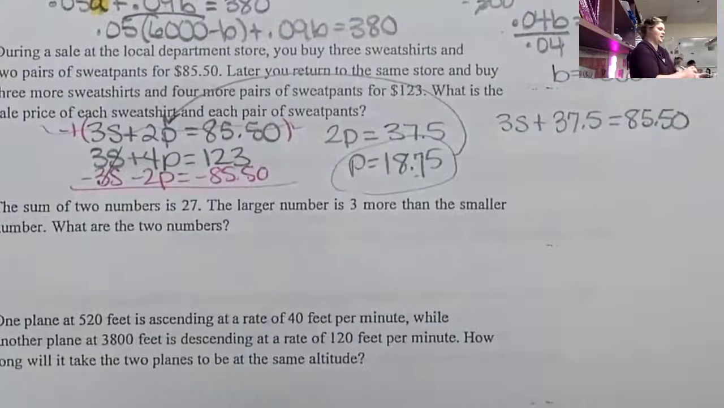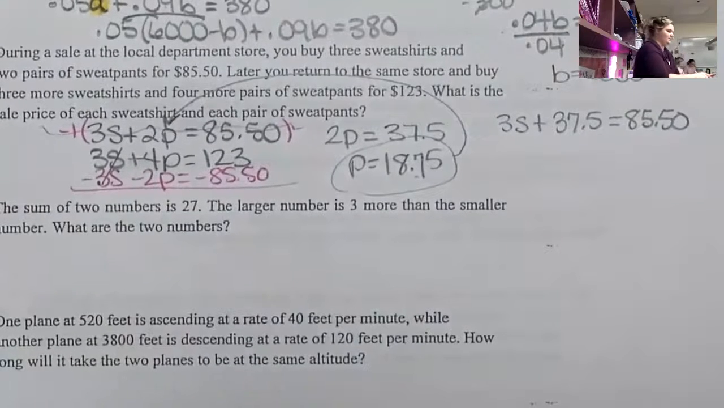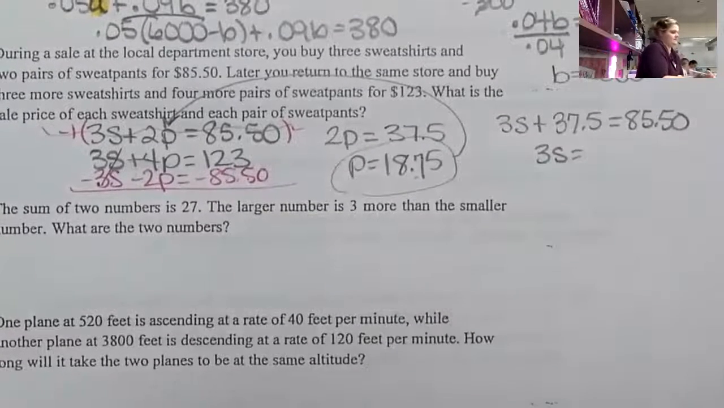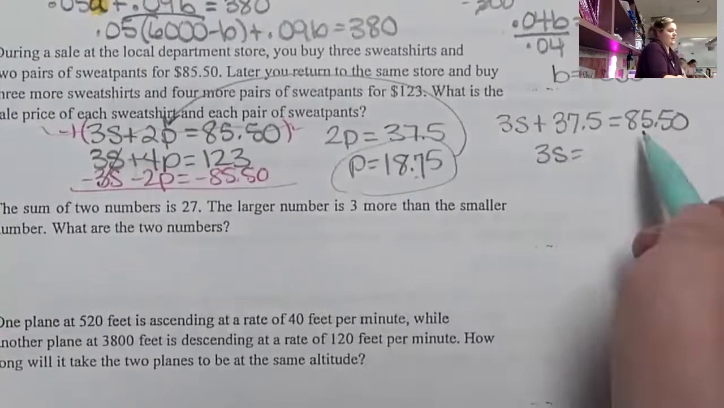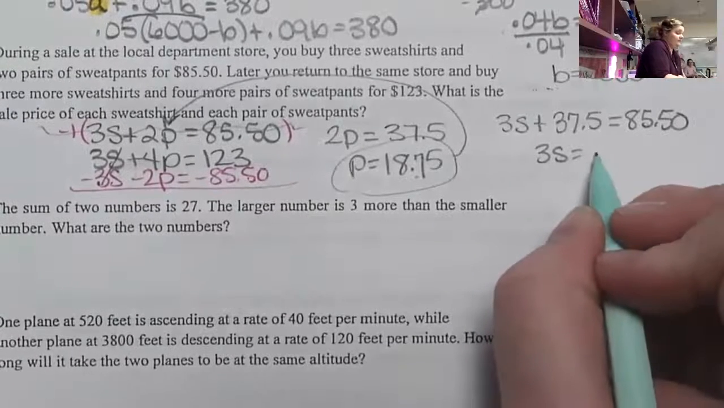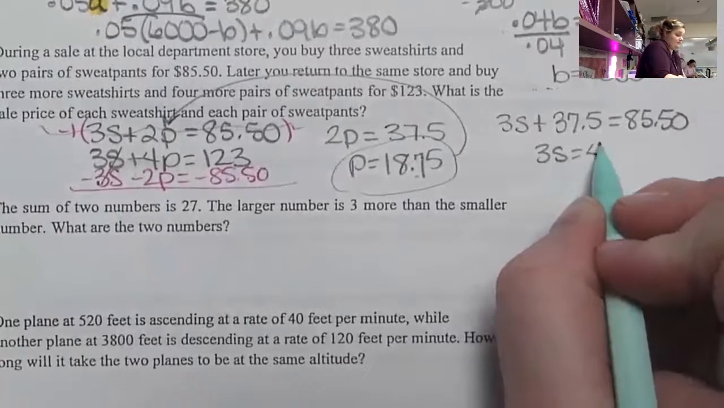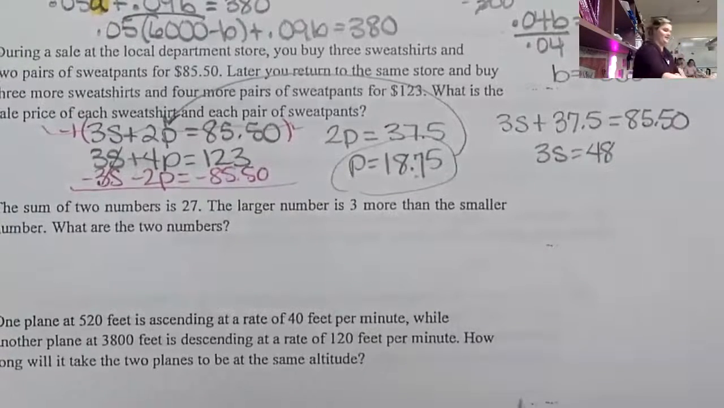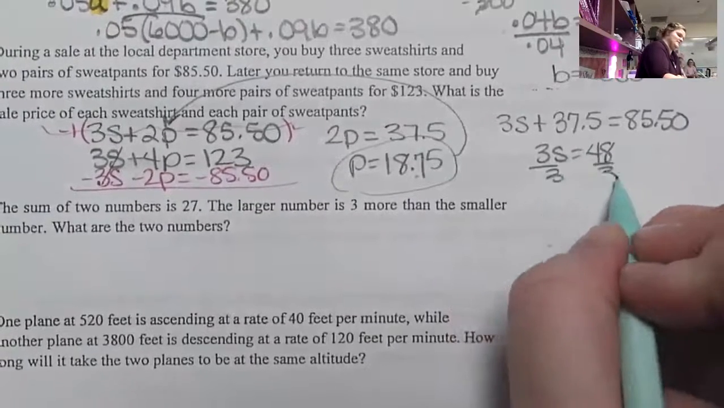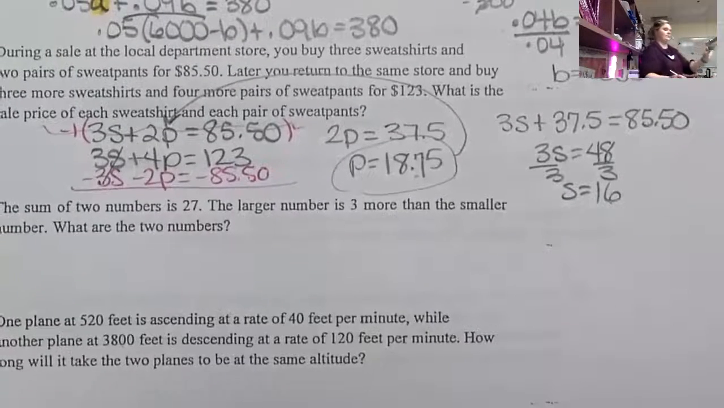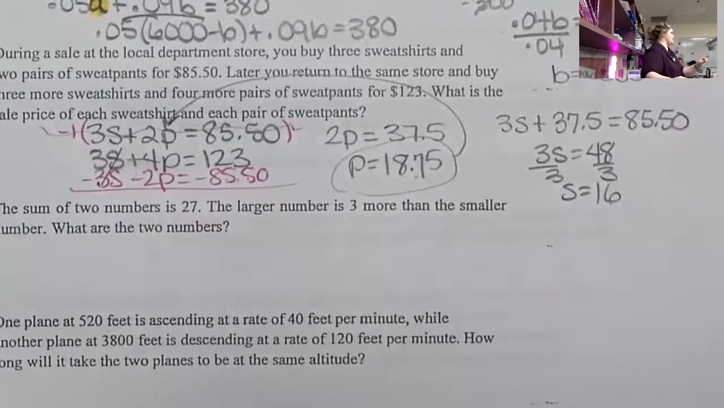Okay, so now I gotta subtract that 37.50 over. What's 85.50 minus 37.50? 48. Divide that by 3. S is 16. Okay, I don't want your answers like that because those don't have labels.